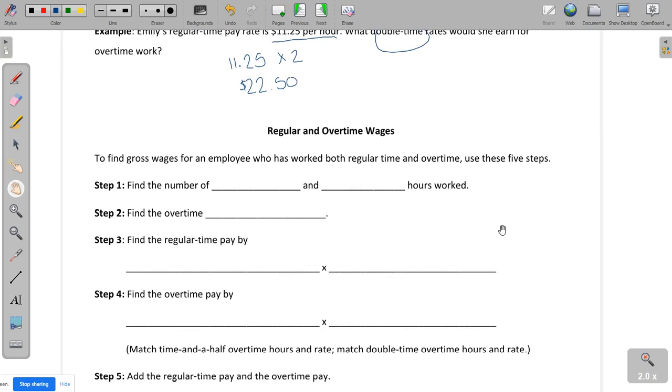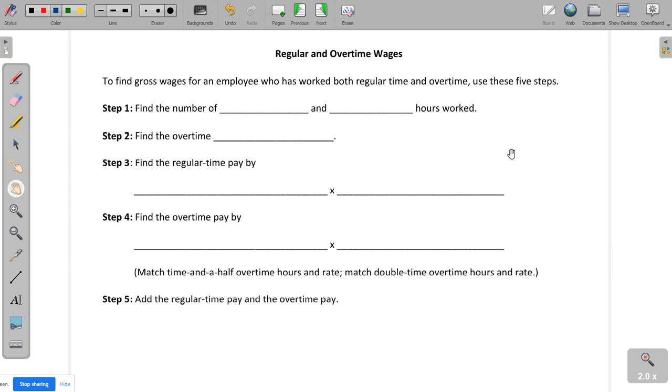Okay, now let's look at when we have to find the total pay when we are dealing with regular wages and overtime wages. So there are some steps here that we are going to follow. We need to find the number of regular time and overtime hours that they worked. Once we do that, we need to find the overtime pay rate.